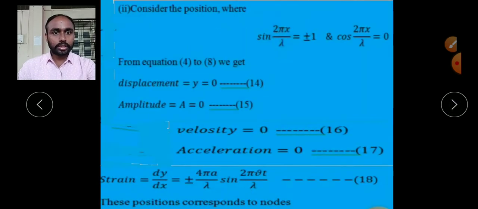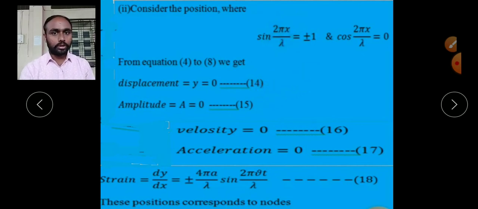Now in the second case we consider the positions where it is reversed. Consider sin 2 pi x by lambda maximum, which is plus minus 1, whereas in the first case it was minimum, that is 0. And cos 2 pi x by lambda is minimum, that means it is 0. Again substitute these values in equations 4, 5, 6, 7, 8. You might have got the idea how to substitute, so I am not wasting much time here.